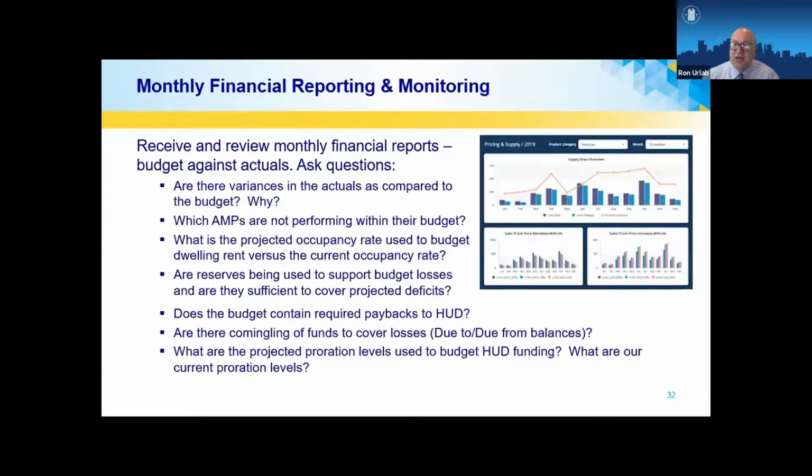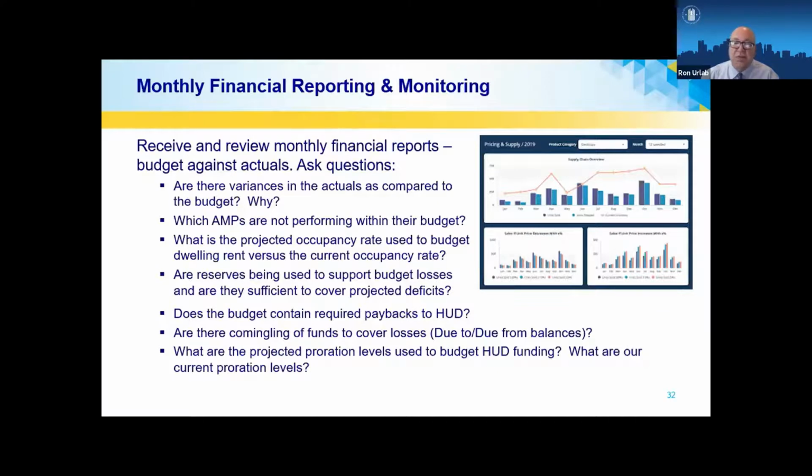So looking here at the financial reports, again, this is very, very critical. When you're looking at these, we've got to ask questions. Why do I have so many vacancies as compared to the budget? What is my occupancy? Which AMPs are not staying within their budget? Why are they losing money here? Why did we underestimate our occupancy rate? A lot of agencies don't want to prepare a budget that is more accurate. They want to show a budget that is going to look pretty, look good. Well, you want a budget that is accurate here, right?